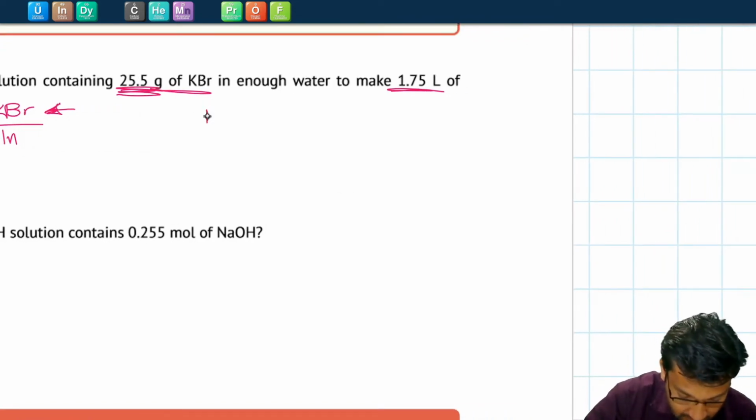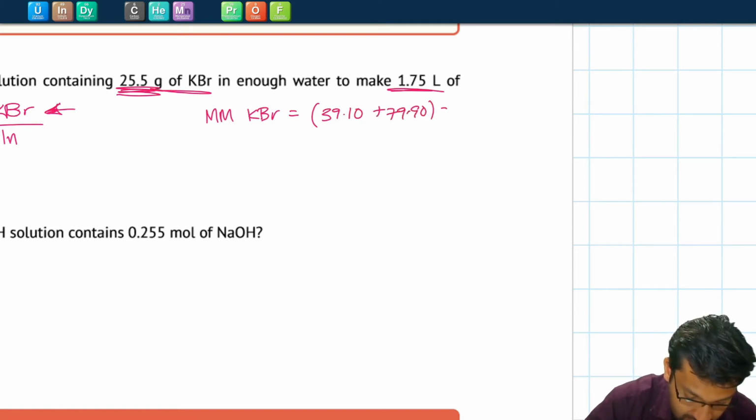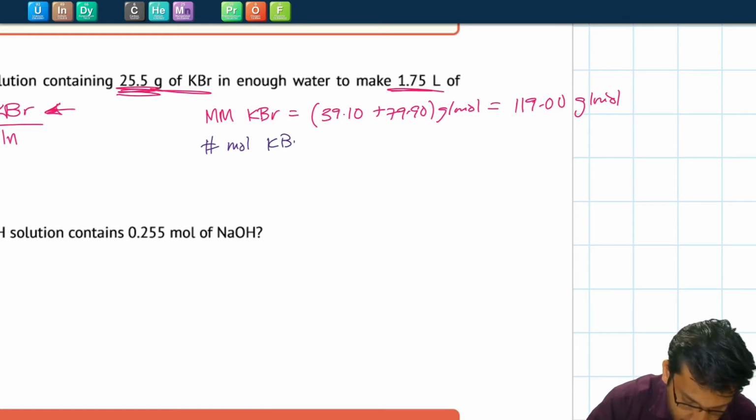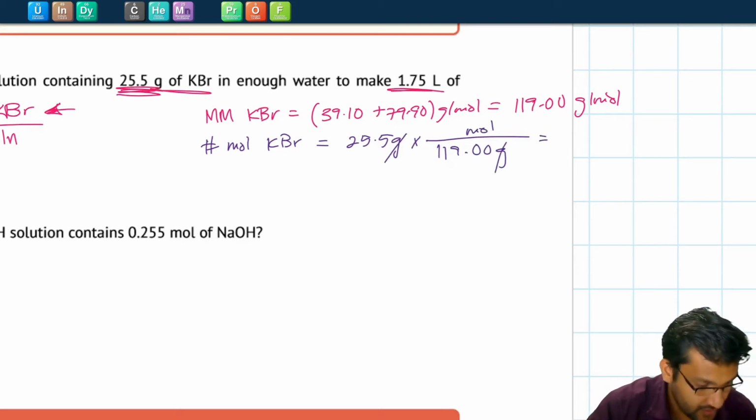So let's calculate that. The molar mass of KBr is equal to the molar mass of K, which is 39.10 grams per mole, plus the molar mass of Br, which is 79.90 grams per mole. You add those up, and we get 119.00 grams per mole. There's only one K and one Br, so that's the molar mass of KBr. So if we want the number of moles of KBr, we take the mass, 25.5 grams, divided by the molar mass, 119.00 grams per mole. The grams cancel out, and for the number of moles of KBr, we get 0.214 moles.